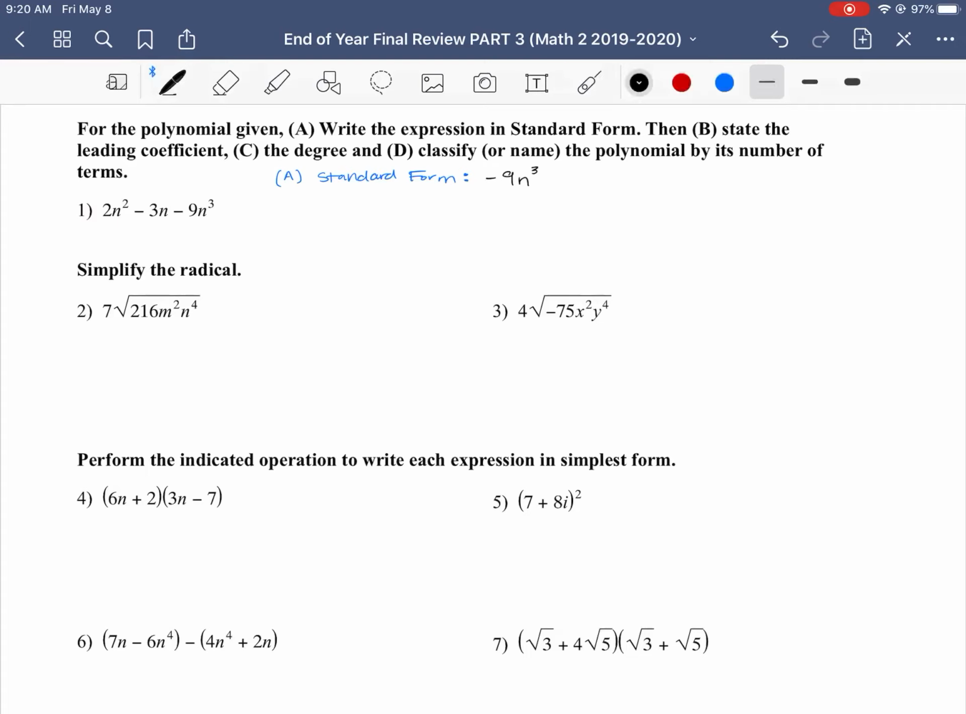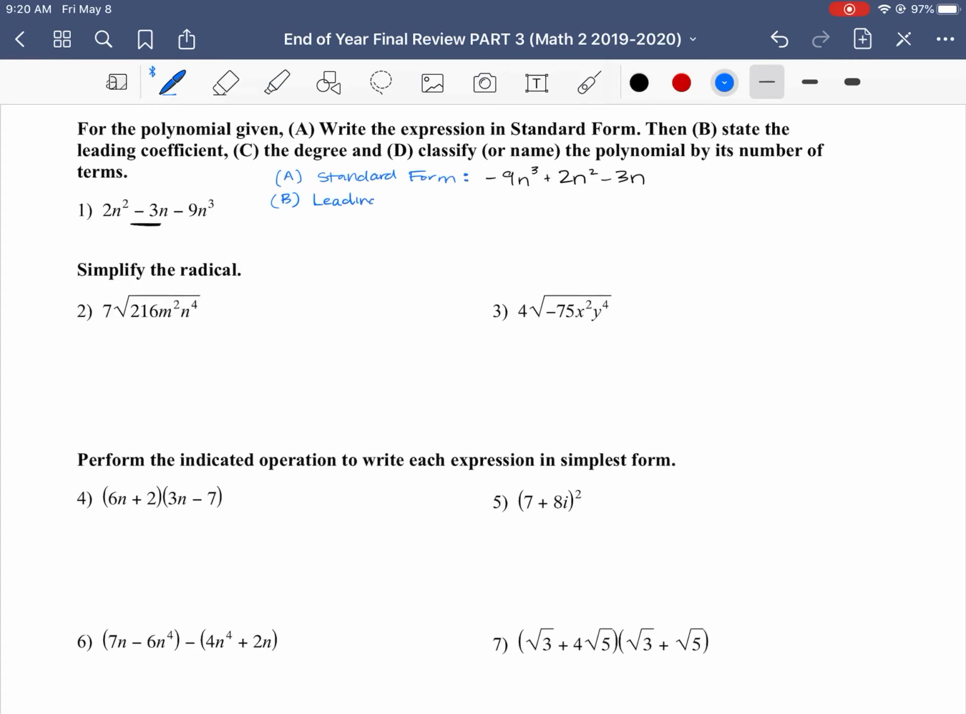Then we look for the next highest exponent. Looks like it's squared, so this 2n squared gets to go next. So we say plus 2n squared, and we use a plus sign because it's positive. And that leaves us lastly with negative 3n, bringing up the rear there. So remember, those signs stick to the terms that they're with.